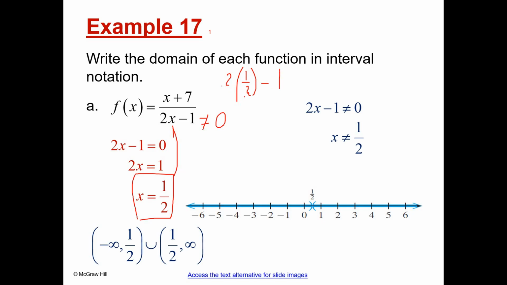2 times half, which means 2 divided by 2 is equal to 1. So this one will give you 1. 1 minus 1 is equal to 0. So you cannot divide by 0 in mathematics. You will get x plus 7 divided by 0. So we can say here, for this function, x cannot be equal to half.